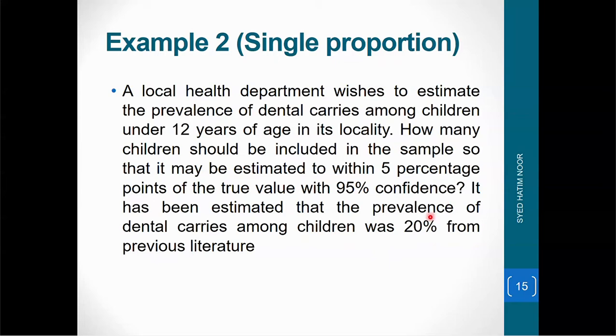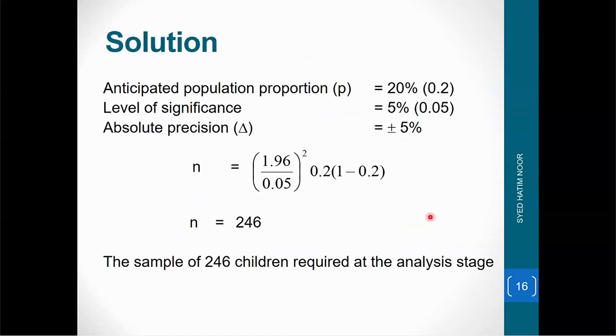Okay, we can put in the formula. Just put in the formula, you get the 246 sample size. Remember, you have to add the 10 to 30% dropout rate. After adding, it depends on you. Adding the dropout rate depends on the researcher, how many you want to add. So this is by using the formula.